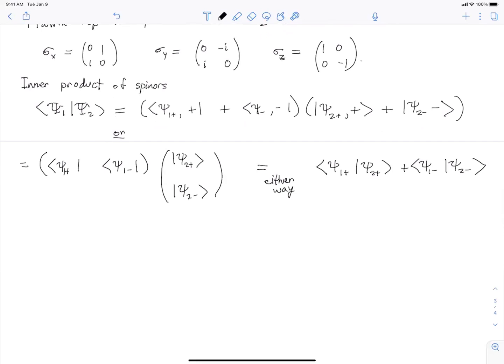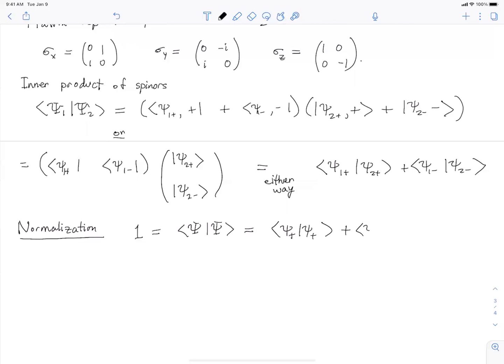Then if you can take inner products, you can talk about the normalization. And so let's say we want the state to have norm 1. Okay, then the norm 1 should be the inner product of a state with itself. This time I don't need a 1 or 2 label because I'm only talking about one state. So this is psi plus, plus psi minus, psi minus.